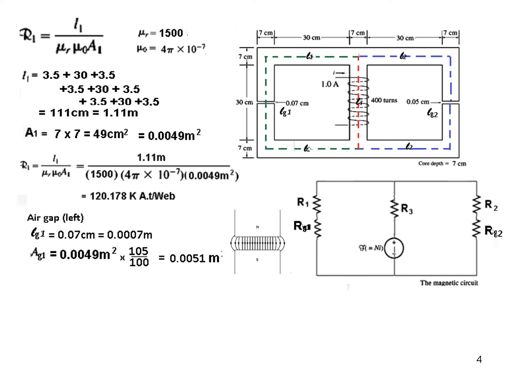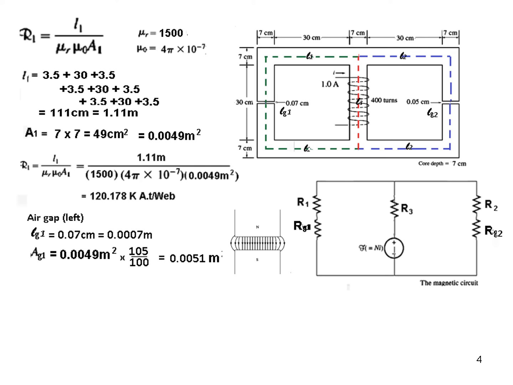Now this 0.05 is the area up to this point, but it is saying that there will be a 5% increase due to fringing. When we are in the air gap, the magnetic lines of force try to bulge away, so the area here increases, and that increase is by 5%. So for 5% we write 105 divided by 100. Therefore the area of the air gap is 0.0051 meter squared.